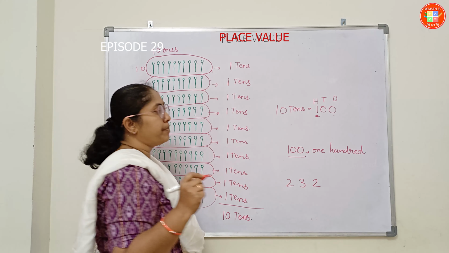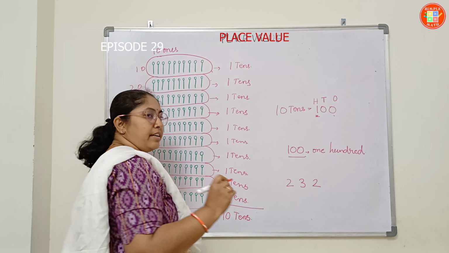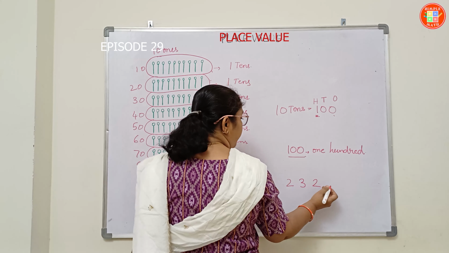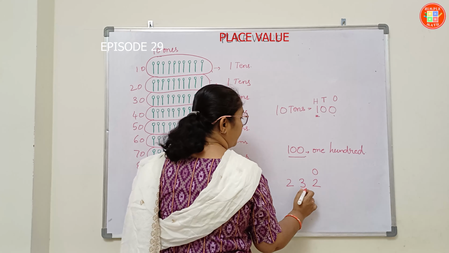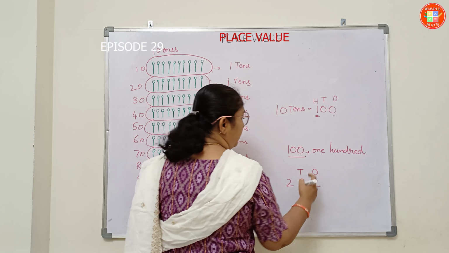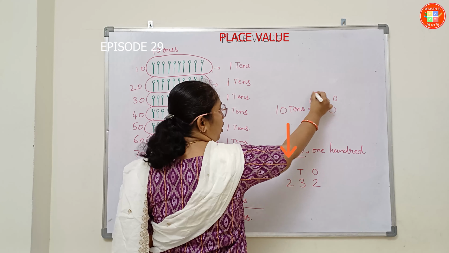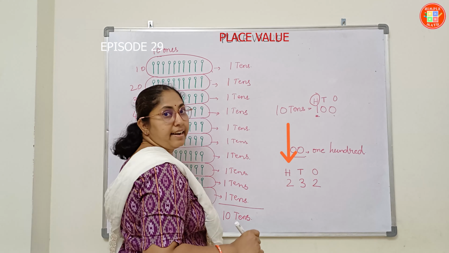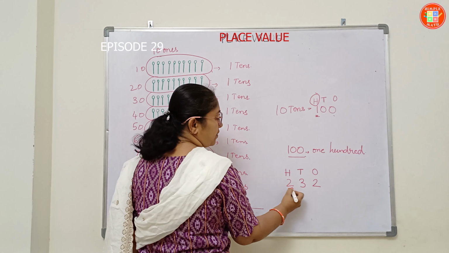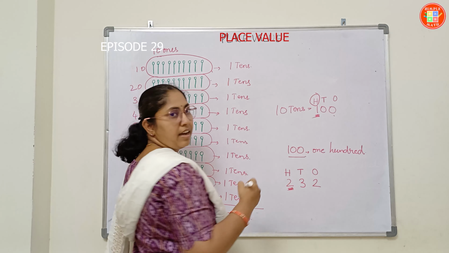Suppose you are given a number 232. Now represent it in ones, tens and hundreds column. How do you represent? You start representing it from the right hand side. This is the ones column. This is the tens column. After tens column, what do you get? Hundreds column. What is this column or the place value is of 2 is 100. Place value of 1 is 100.